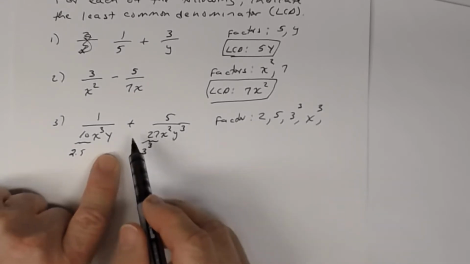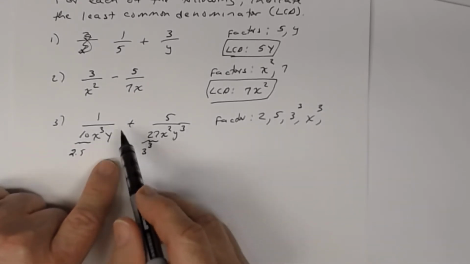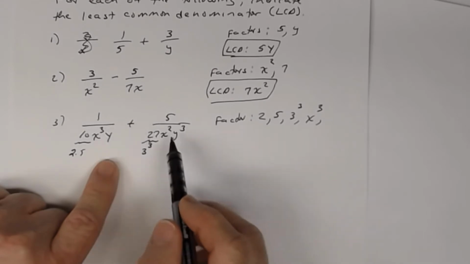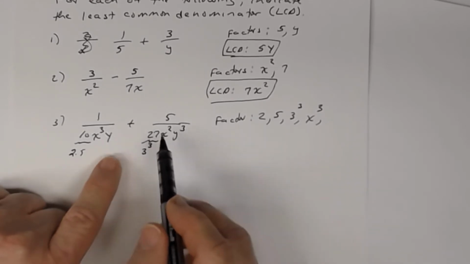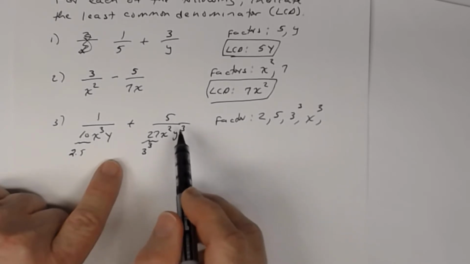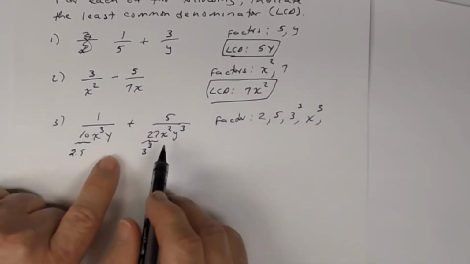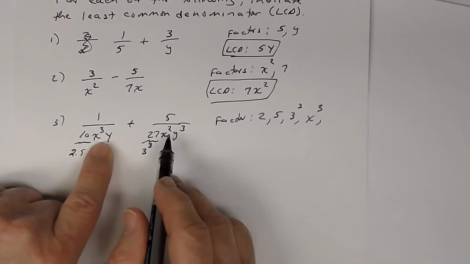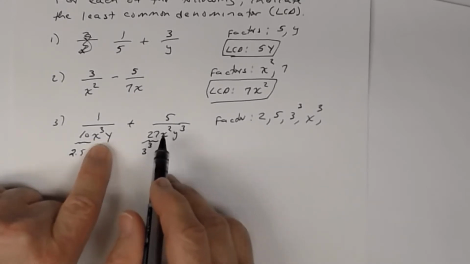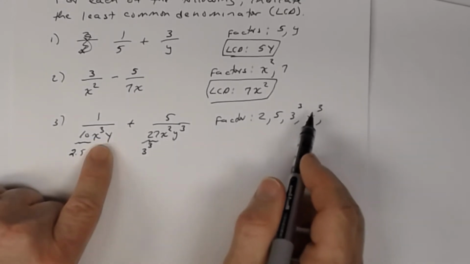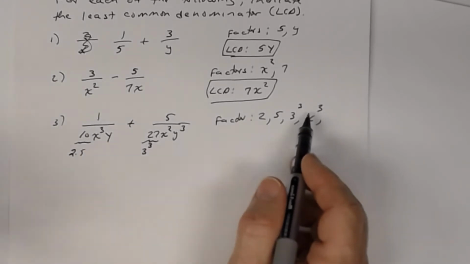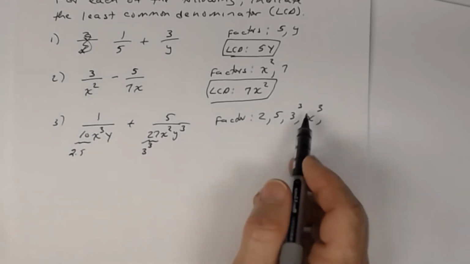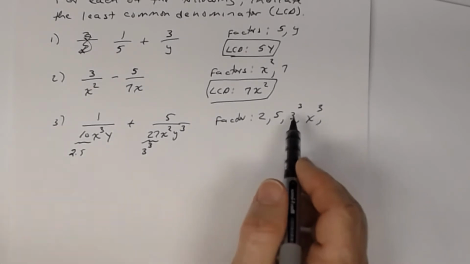I have 1 factor of y here, 3 factors of y here. You've got to use the one with the largest exponent. So you're going to use 3 of them. Don't put y to the 4. Don't count them. Don't say there are 3 here for the x's and 2 here and say x to the 5th. Don't do that. That's not the least. That will be a common denominator, but it's not the least.